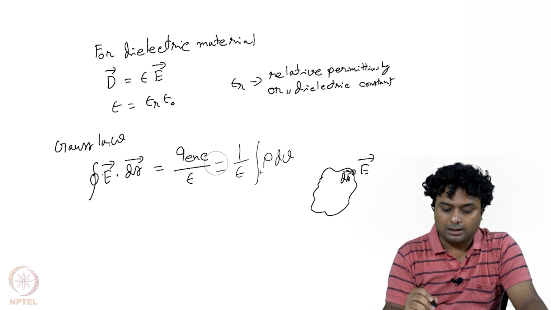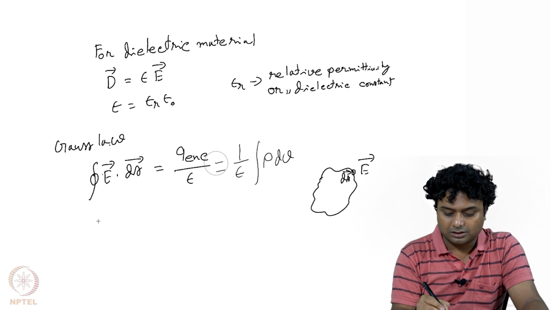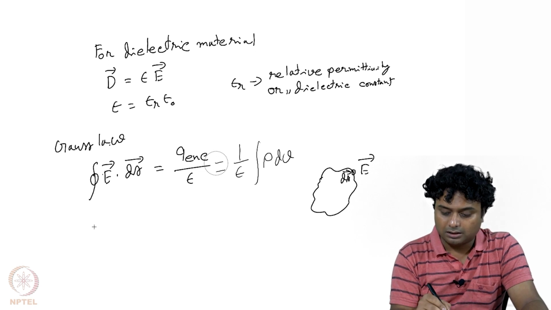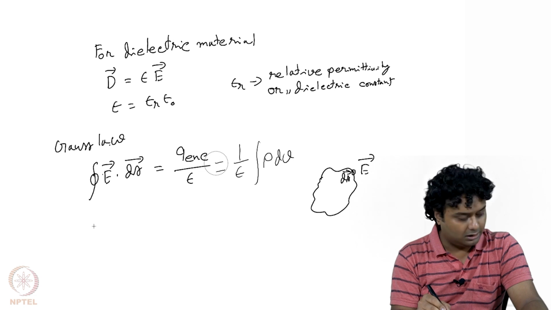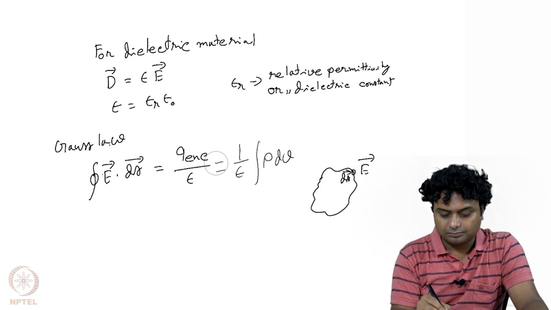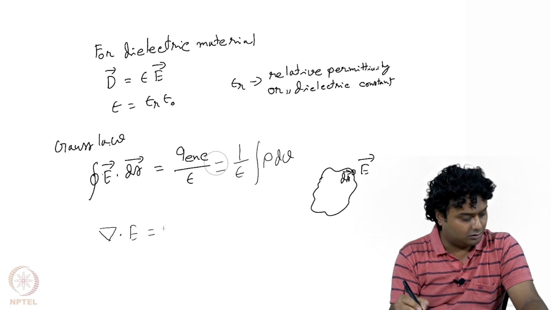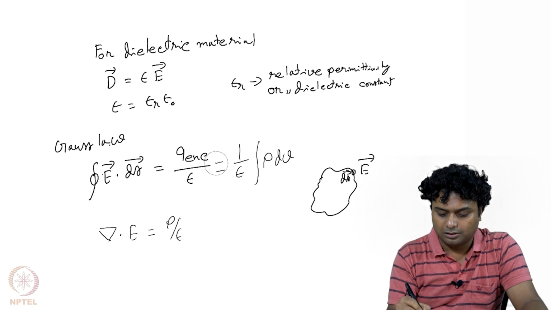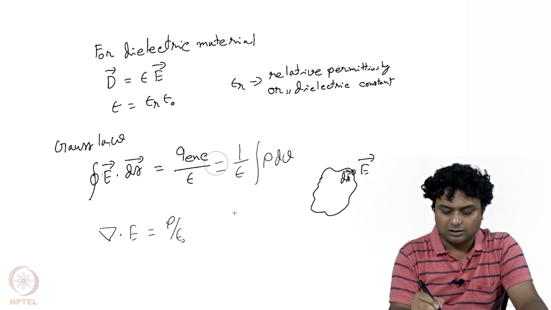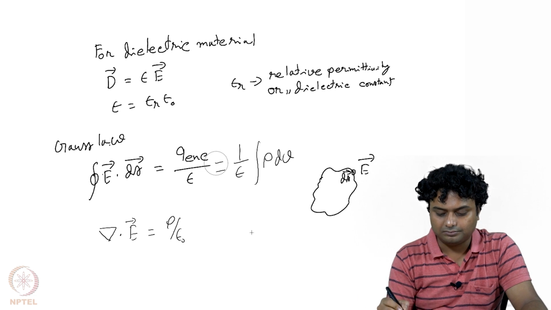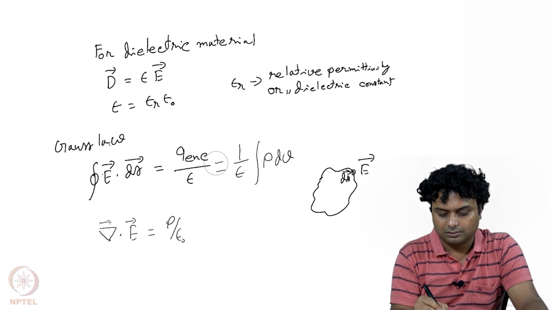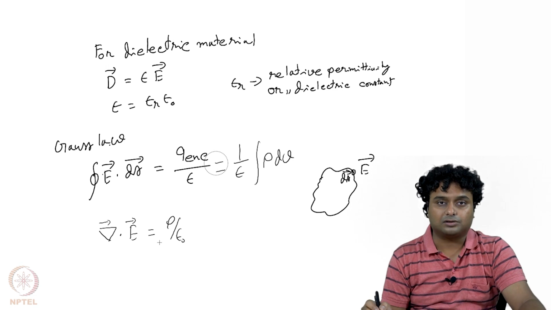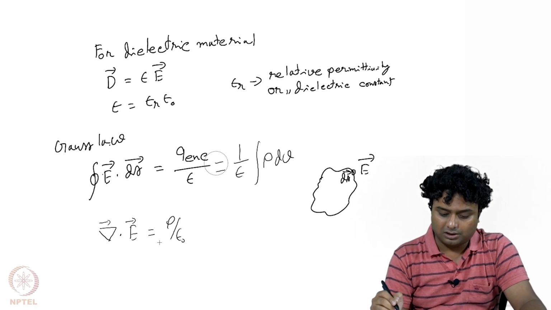And another thing is, from vector calculus we can write this formula in another expression, and that is divergence of E is equal to rho by epsilon naught for free space. This also comes from electrostatics or vector calculus.